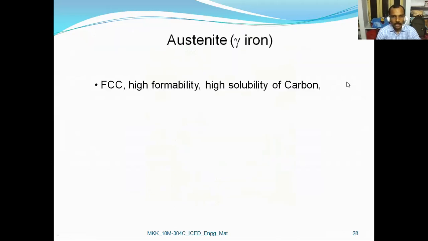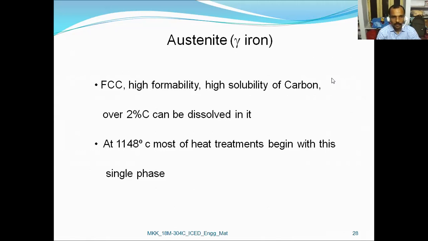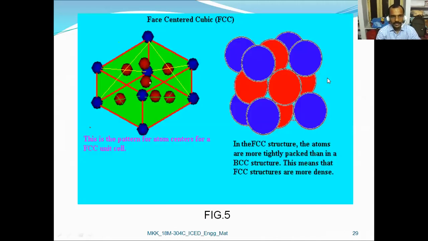Now let us move to the austenite, nothing but gamma iron, which is a face-centered cubic structure having high formability and high solubility of carbon. Over 2% carbon can be dissolved in it. At 1148 degrees centigrade, most of the heat treatments begin with this particular single phase. So this is the face-centered cubic structure.